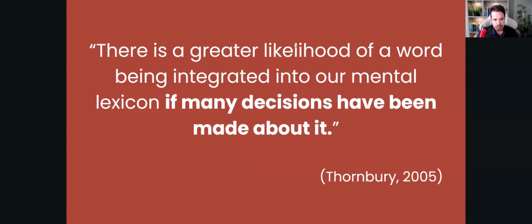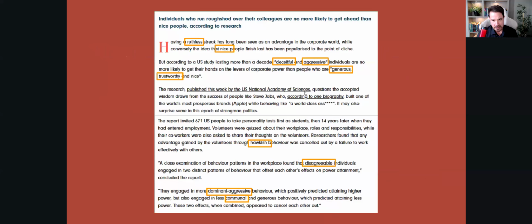And how do I do that? I often use course books to get my ideas from, but I'm not going to use a course book today. I'm going to use something authentic. Once I was reading this text, this has nothing to do with course books or whatever. I was just reading for fun. And while reading, I noticed that in this article, there were many adjectives used to describe behavior and personality. So take a look. You have ruthless, nice, deceitful, aggressive, generous, trustworthy, hawkish, disagreeable, dominant, aggressive, and communal. Okay.